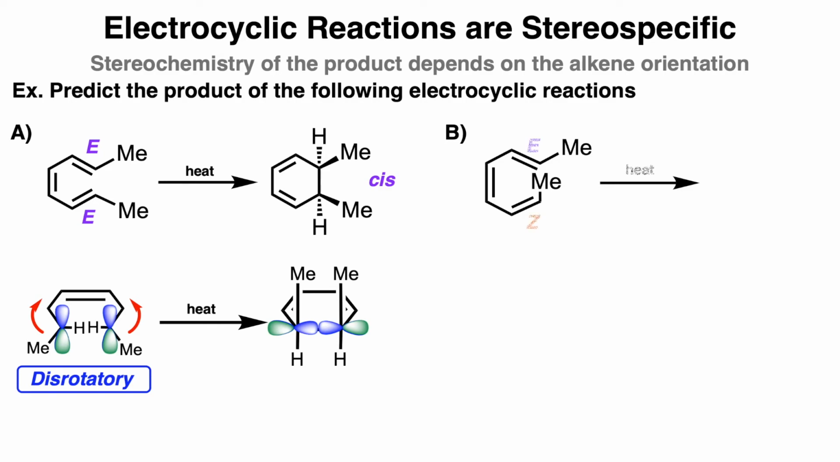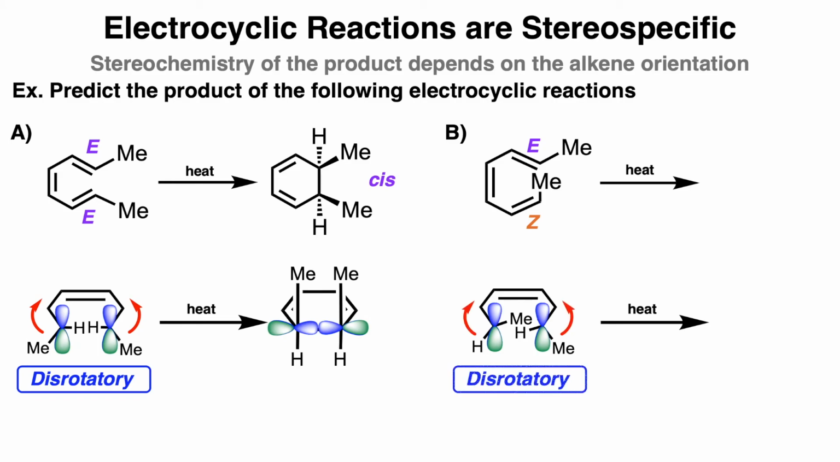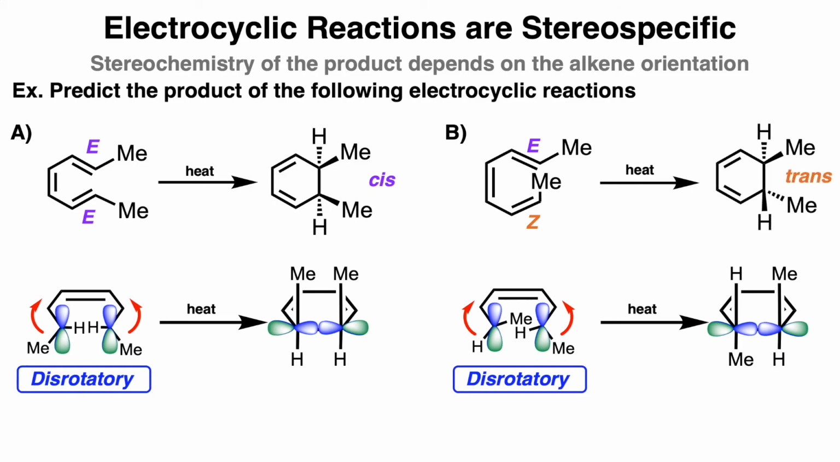In the next example, the top alkene is E, while the bottom alkene is Z. Again, if we draw the terminal orbitals of the HOMO of a molecule with 6 pi electrons, we get the following drawing. The orbitals still have to rotate in opposite directions for the blue lobes to overlap, but now one methyl is pointing up in the product while the other methyl is pointing down. This means that in the product, the methyl groups would be trans to one another, aka drawn on opposite bond types.